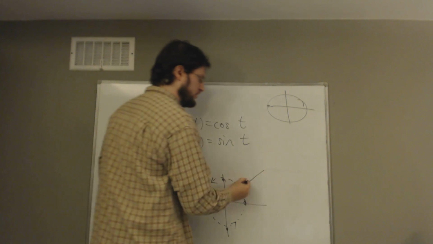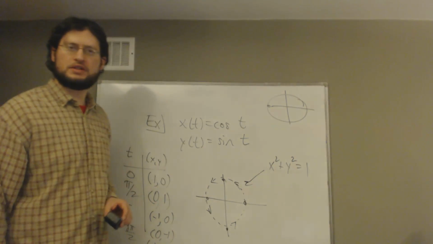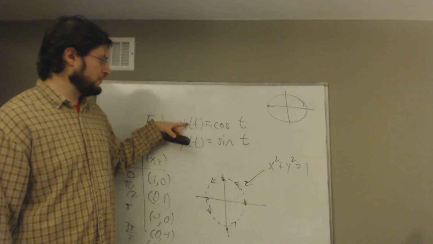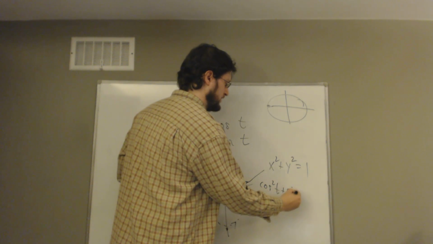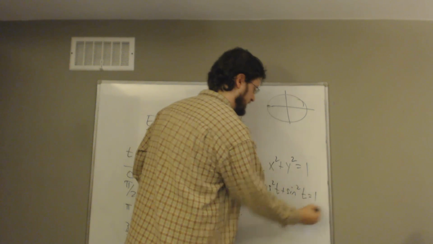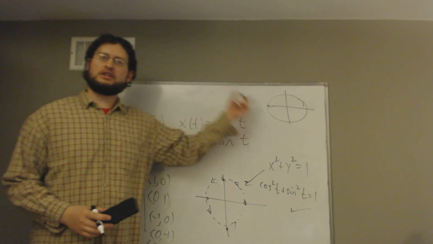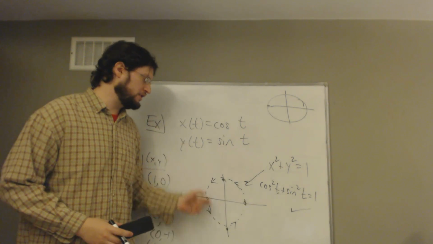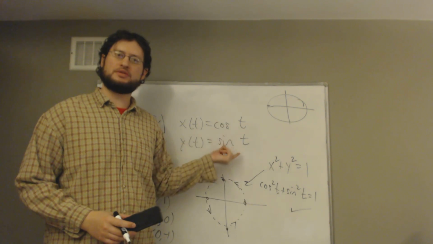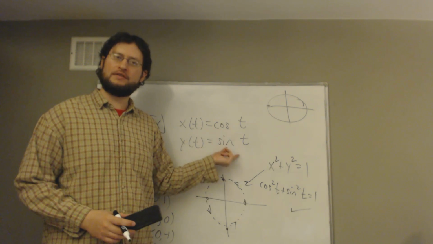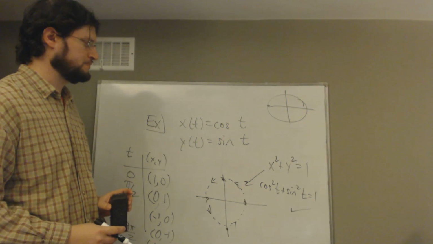Now, what's the equation of this circle? x squared plus y squared is 1. That's the equation of this circle. What happens if I plug in for x and y? Well, cosine squared t plus sine squared t does in fact equal 1. So I can tell that a particular parameterization matches a curve in terms of x and y by plugging in the x and the y functions and seeing that the equation actually holds.